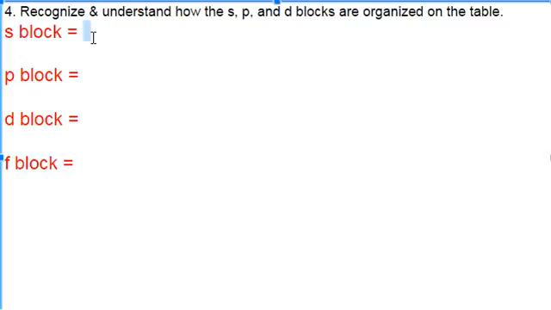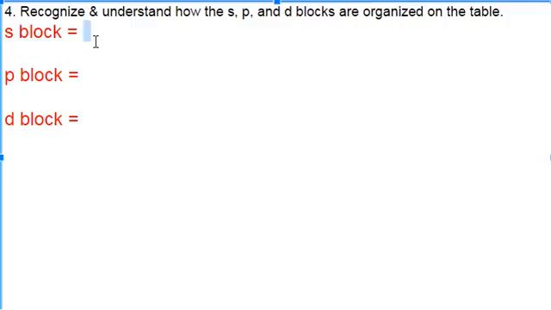Objective 4, recognize and understand how the S, P, and D blocks are organized on the table. Notice I didn't include the F blocks because they're called the rare earth metals for a reason. They're rare. I mean, look at their names. They're not stuff you've heard of except maybe like uranium or plutonium, and then you've maybe only heard of it but don't really know what it's used for. So they're pretty rare. So S, P, and D, those are the ones we use a lot. I'll take the F off here since I didn't include it.